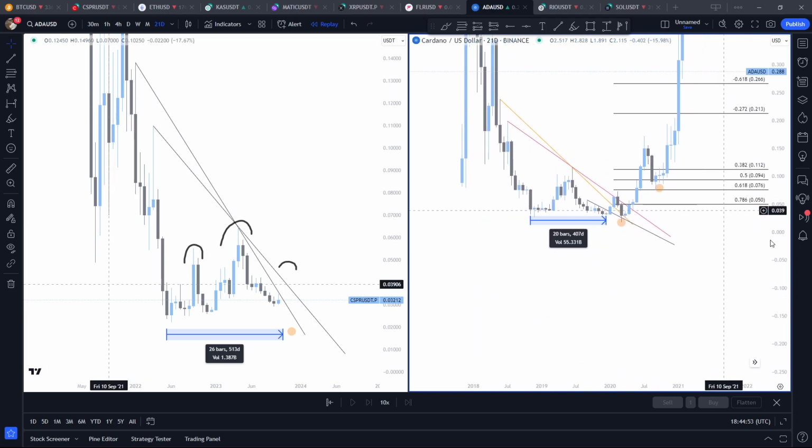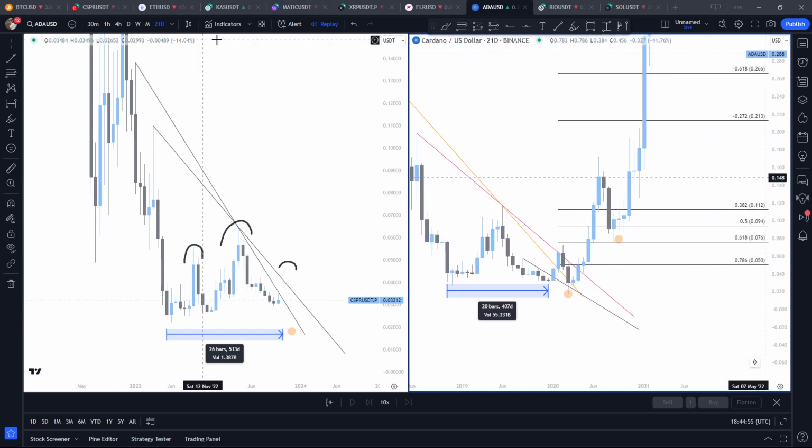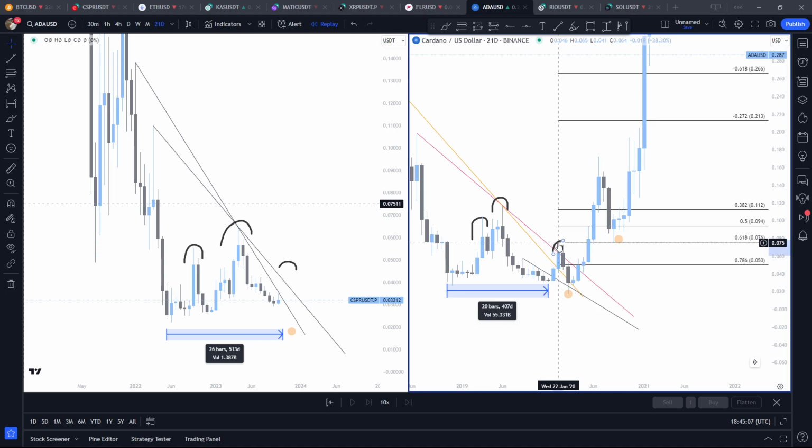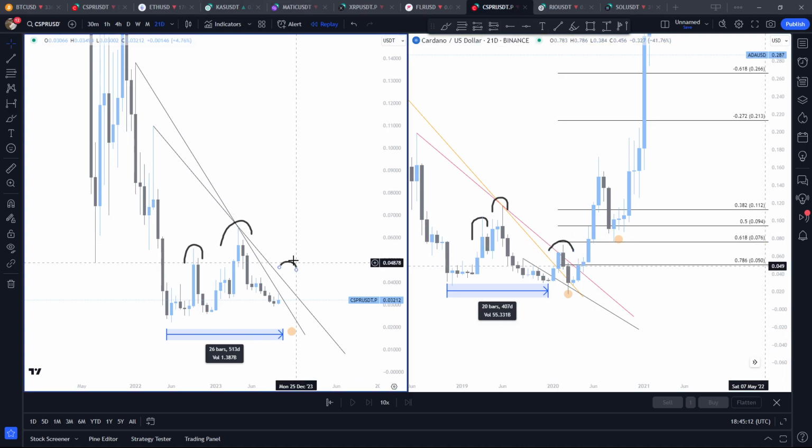So yeah, we can see, and this is why I wanted to show you guys this: the left shoulder, the head, and the right shoulder right here. What do you guys think of this analysis? I think it's sound, right?